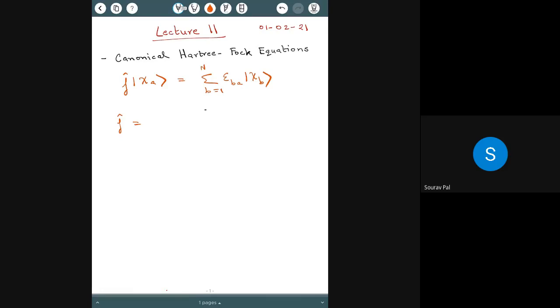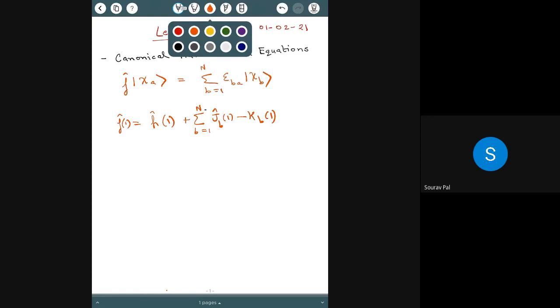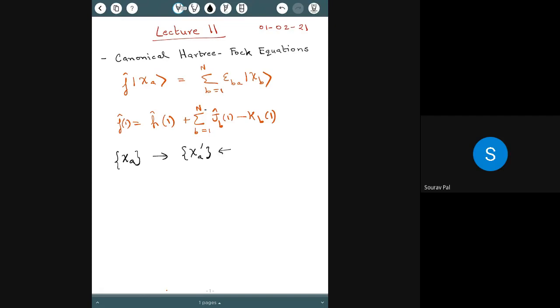So the Fock operator, let's say for electron 1, that is the one electron part and the Coulomb and exchange operators that we defined before. So let's see. We have a set of spin orbitals chi a, and we want to go over to another set of spin orbitals chi a prime, and chi a prime should be such that the epsilon matrix is diagonal. This is our goal.